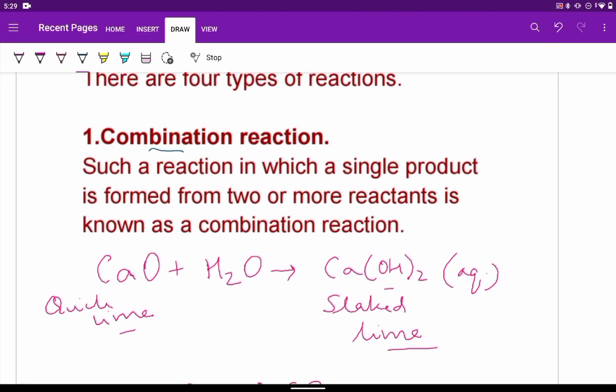Like see, CaO plus H2O, water, they combine to form Ca(OH)2, slaked lime. So here you see two reactants are combining together to form a single product. So this is a combination reaction.